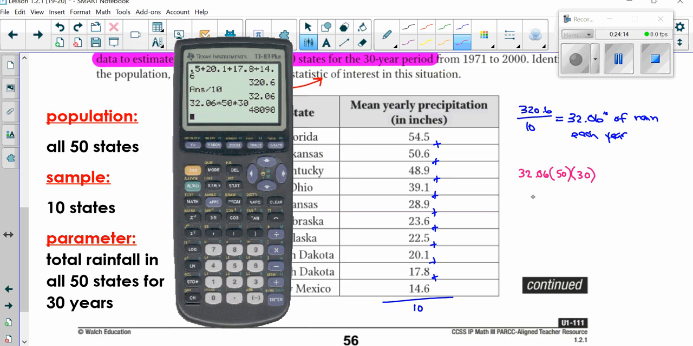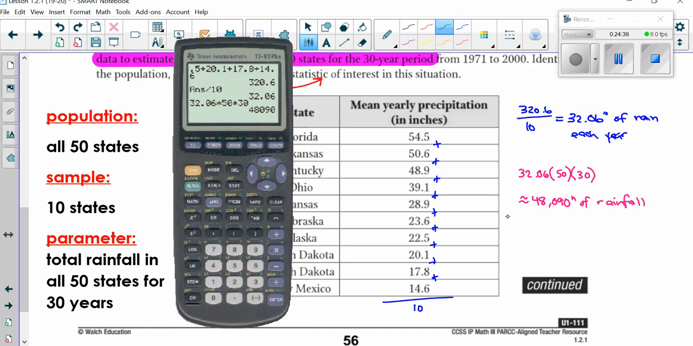And I'm going to get that there's about, obviously, this is averaging, so we're estimating, it's about 48,090 inches of rain. Oh, that's a lot of rainfall. Okay. We could convert it to feet. We can convert it to yards if we wanted to. All right. So that's one way to do this.